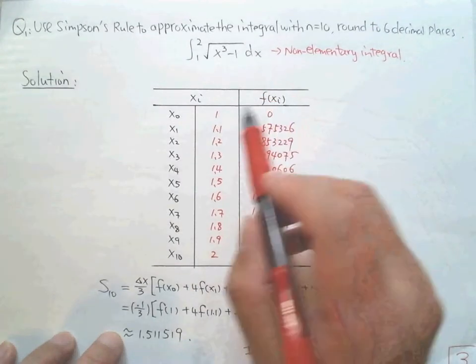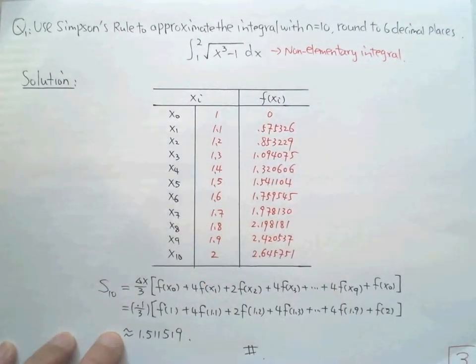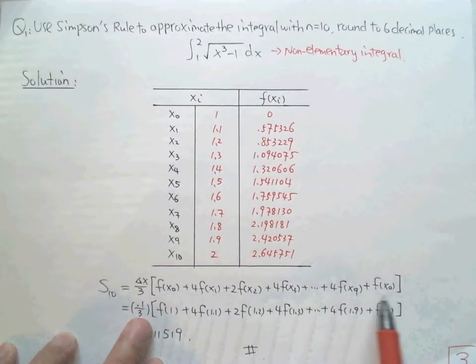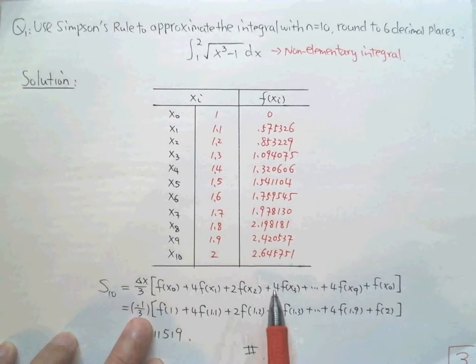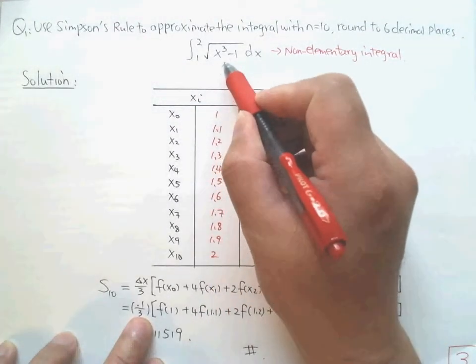We need the xi, and then, the most important, we need the value of fi. Remember, this is the formula I copied here. The pattern of the coefficient is 1, 4, 2, 4, 2, 4, and the last is 1, okay? And how do you get it?